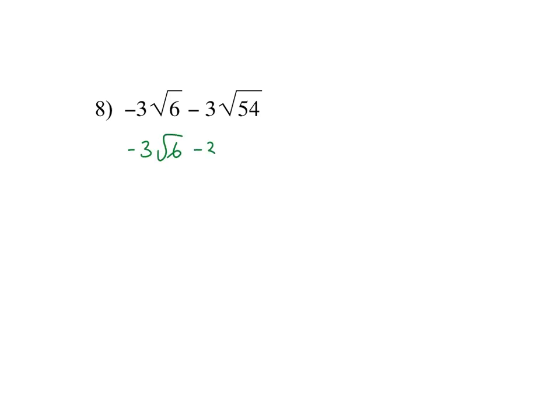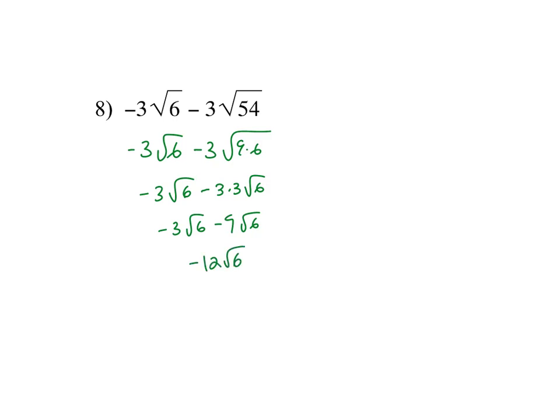This one, minus 3, again, this is 9 times 6, so negative 3 square root of 6 minus 3 times 3, so negative 3 square root of 6 minus 9 square root of 6, so this is negative 12 square root of 6.